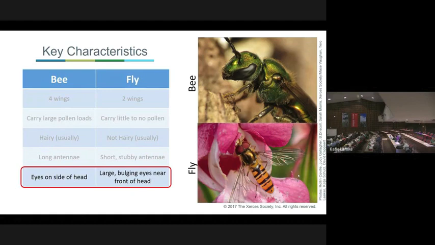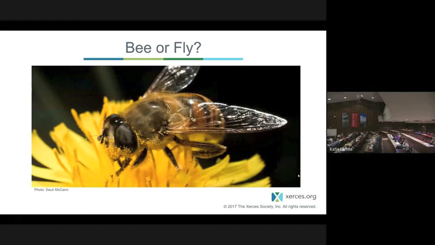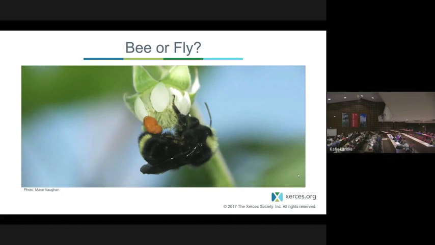Is that pretty clear? Anyone have any questions on how to tell? Seems easy, right? Now we're going to go through a little test of it, though. What do we have here? How do we know that's a fly? 2 wings. What else? Short antennae. And it's got chicken legs, right? But this thing is hairy. It kind of looks like a bee. And the eyes, yep.